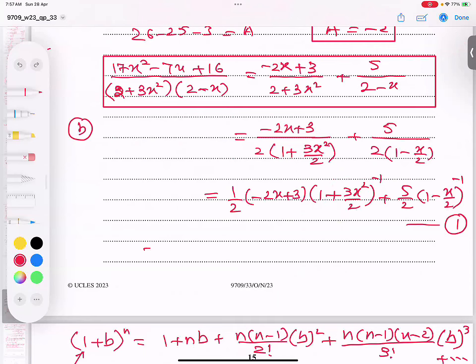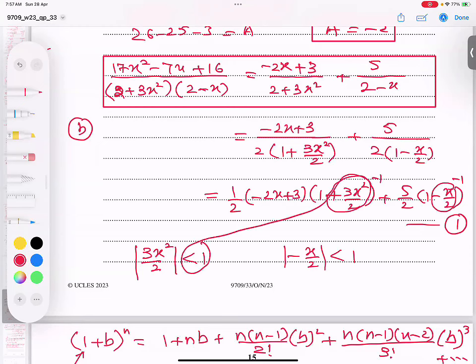Look, I show you: the modulus of 3x² over 2 should be less than 1. This is an actual spirit. Same for the other one: the modulus of x over 2 should be less than 1. So this is the main thing for validity. This part should be less than 1, and this part should be less than 1, and we must take the modulus. So let's try to solve it.